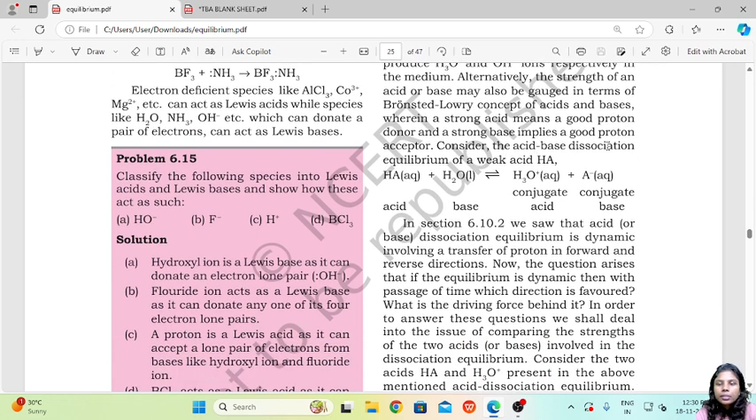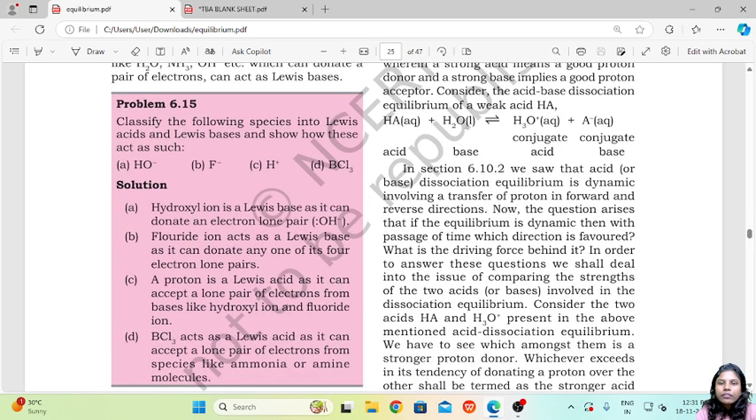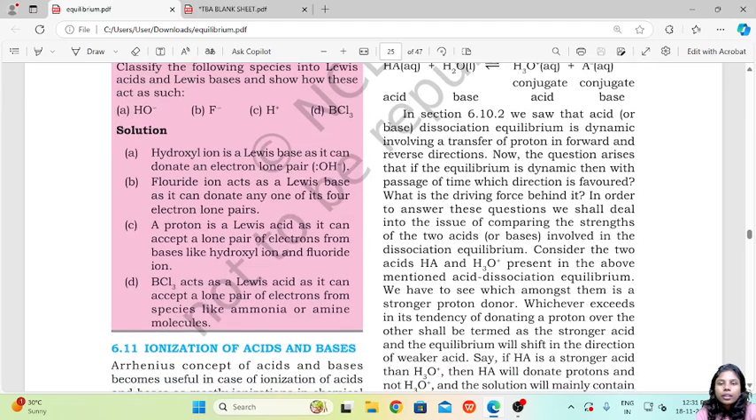Consider the acid-base dissociation equilibrium of a weak acid HA. Now we are looking at a weak acid. Say we have HA, that is a weak acid, and we have base as water. So what will happen? The acid will give away its proton, which will combine with the base, so it will become H3O plus. This becomes the conjugate acid, and the A minus which remains becomes the conjugate base.